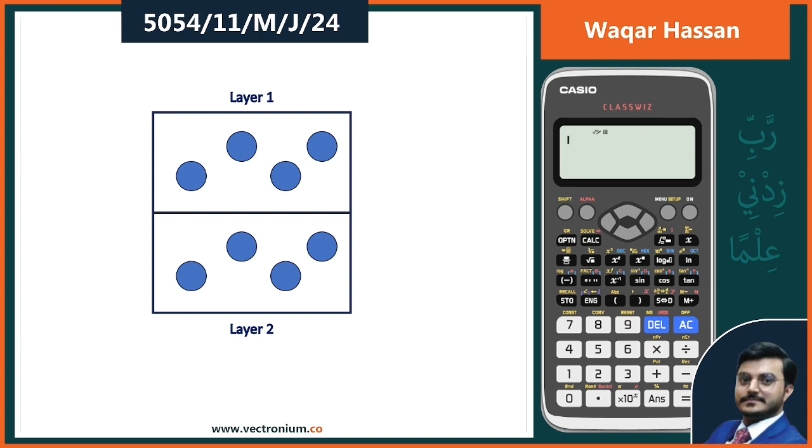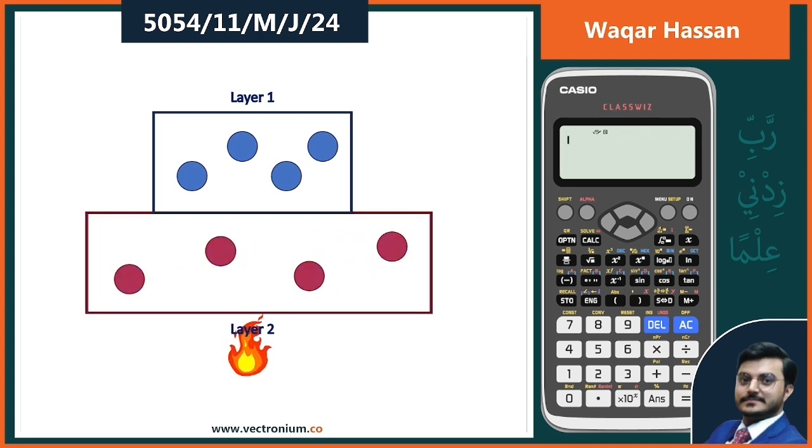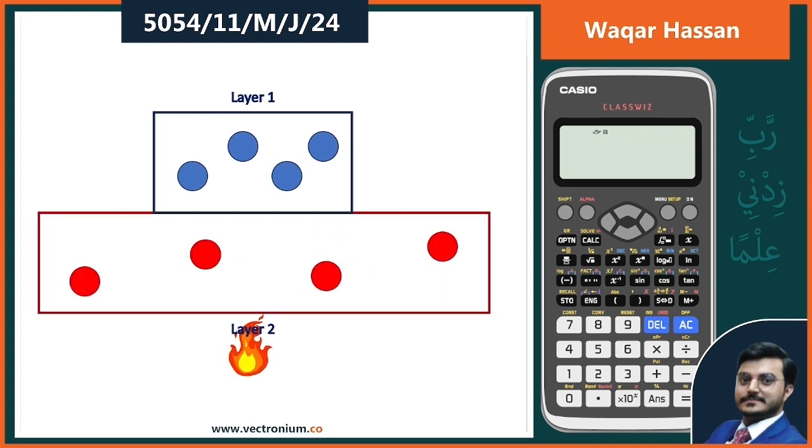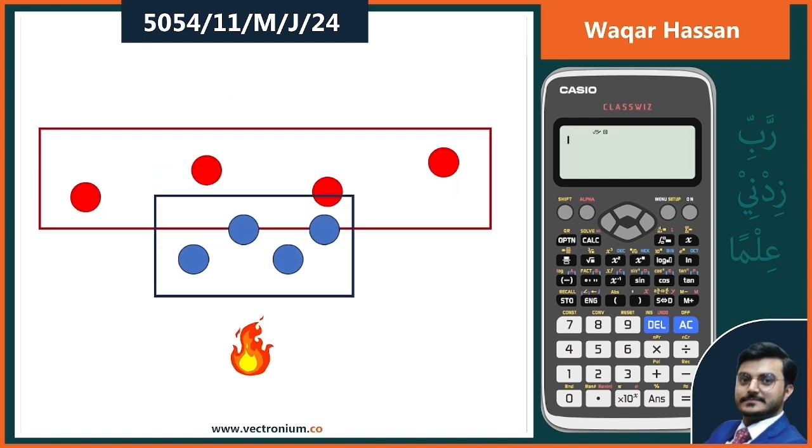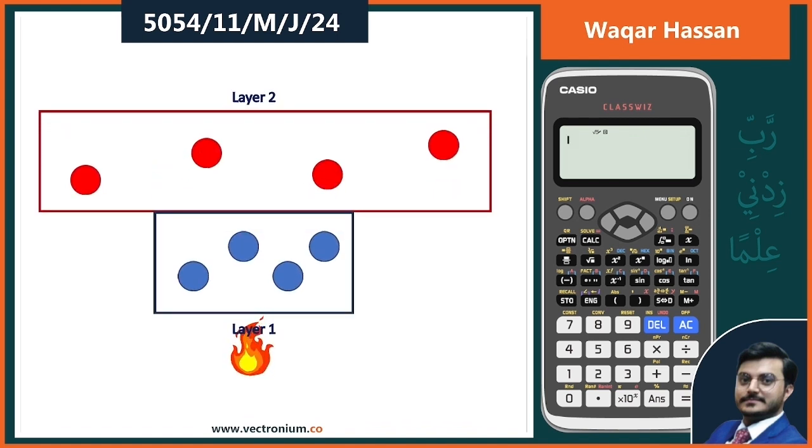Okay, now if we heat layer 2, it expands, causing its volume to increase. So now the mass is still 4 grams, but the volume has increased to 2 centimeter cubed. So its density becomes 2 gram per centimeter cubed. Now the density of layer 2 is 2 gram per centimeter cubed, while the density of layer 1 is 4 gram per centimeter cubed. As layer 2 is less dense and warmer, it rises, while layer 1 being denser and cooler sinks. This is how heat transfer occurs in liquids and gases.